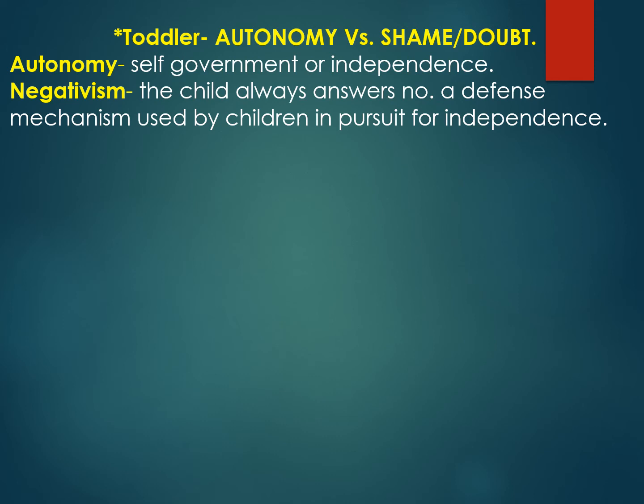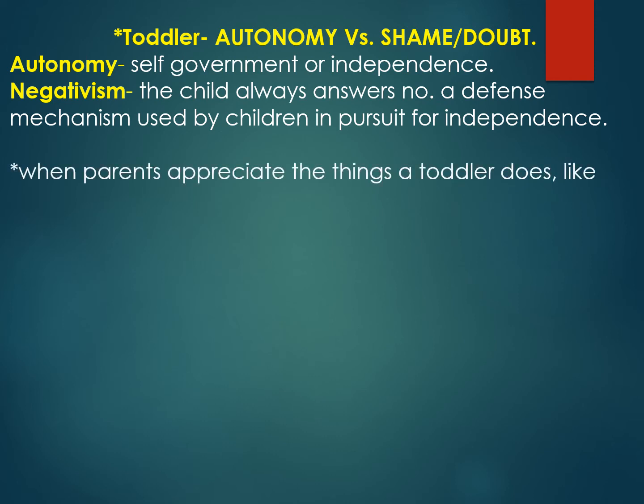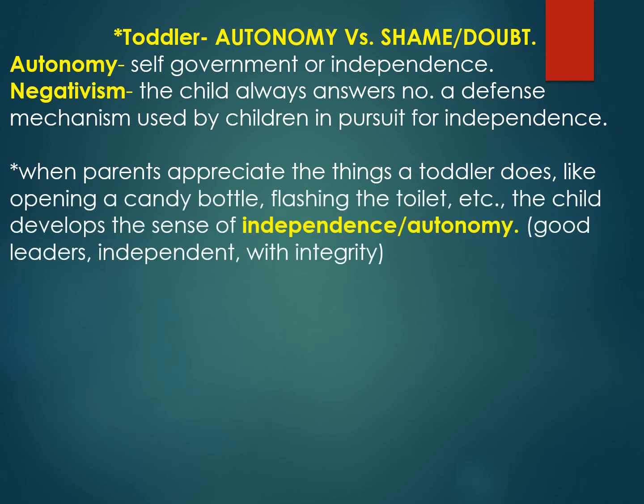Now, we proceed to the developmental task. How do we help the child create autonomy instead of shame or doubt? Now, when the parents appreciate the things that a toddler does, like for example, opening a candy wrapper, flushing the toilet, the child develops a sense of independence or autonomy. So sinasabi, wow, very good baby, you did well. So when the parents appreciate the things that the child does, they get a sense of independence or autonomy. So what happens to them? They become good leaders. They become independent workers. And they are persons with integrity when they grow up.